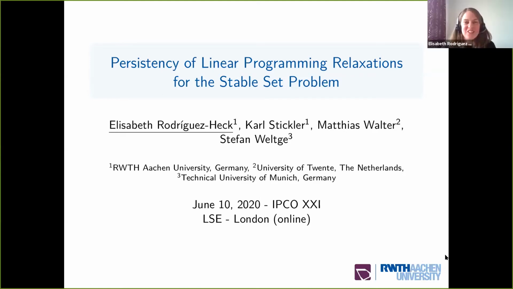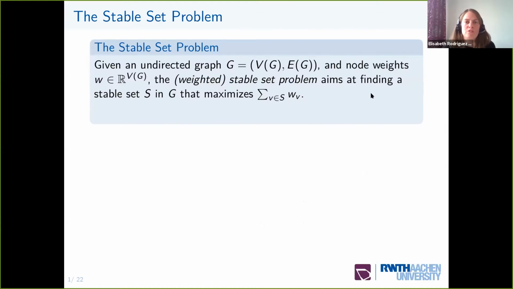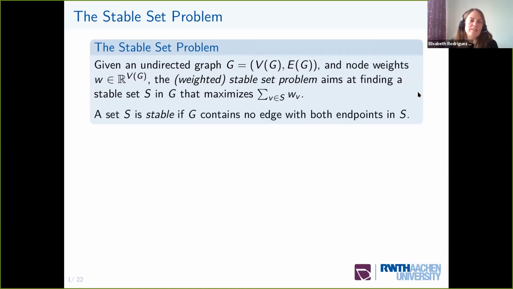Okay, thank you. So thanks for the introduction. What I will present is joint work with Karl Stickler, Matthias Walter, and Stefan Weldge. And here we will also be talking about the stable set problem. So even though it was mentioned in the previous talk, let me briefly introduce it again. So we are given an undirected graph G and a vector of weights for the nodes W. Then the weighted stable set problem aims at finding a stable set S in G, maximizing total weight. And a set S is stable if G contains no edge with both endpoints in S.